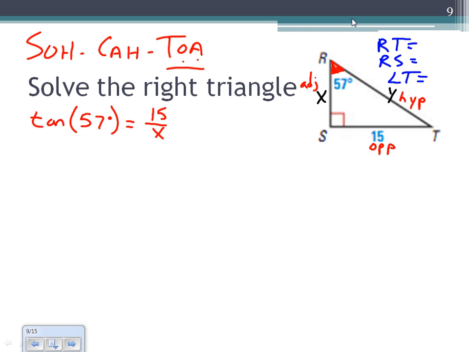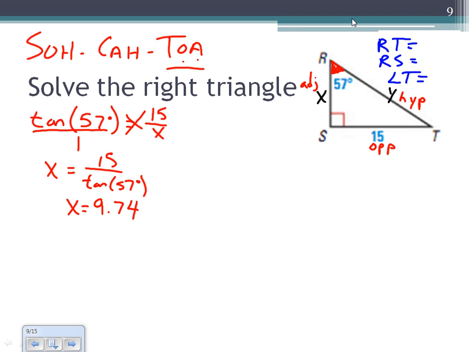How do I solve this? Put it over 1 and then cross multiply. I'm going to do this real quickly. So x is equal to 15 over tangent of 57. Can you plug that in for me, please? Sorry, I skipped some steps the first time. Yeah, looks about right. Can somebody else do that to confirm our answer? 9.74, that sounds good. So x is 9.74.